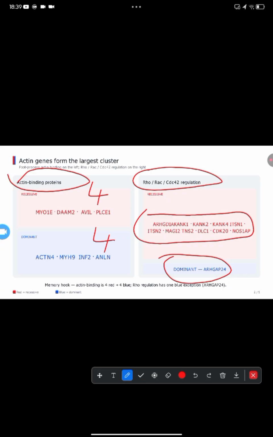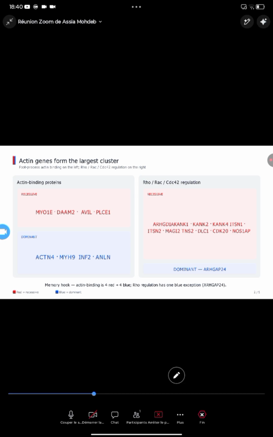I would like to note that these actin regulation genes are known for their non-resistance to steroids. I mean that if we have a nephrotic syndrome and we diagnose a mutation in an actin regulation gene, your nephrotic syndrome is highly likely to respond to steroids. So give it a try.